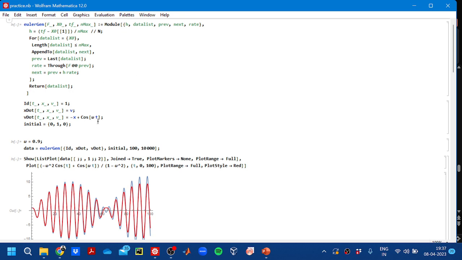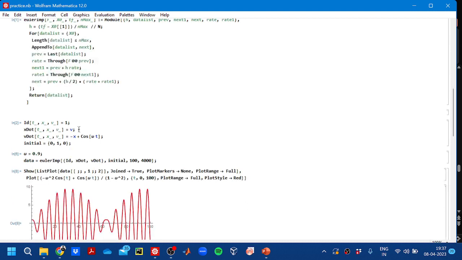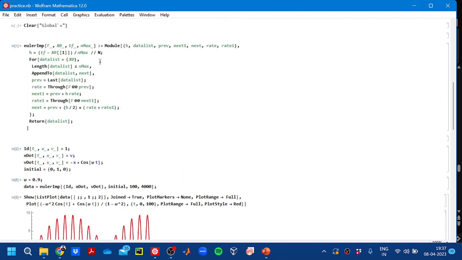So this equation should be 1 minus x. Let me do that in case of RK2. So this will be 1. Let us check for this. Okay, so I don't know, there's some problem.